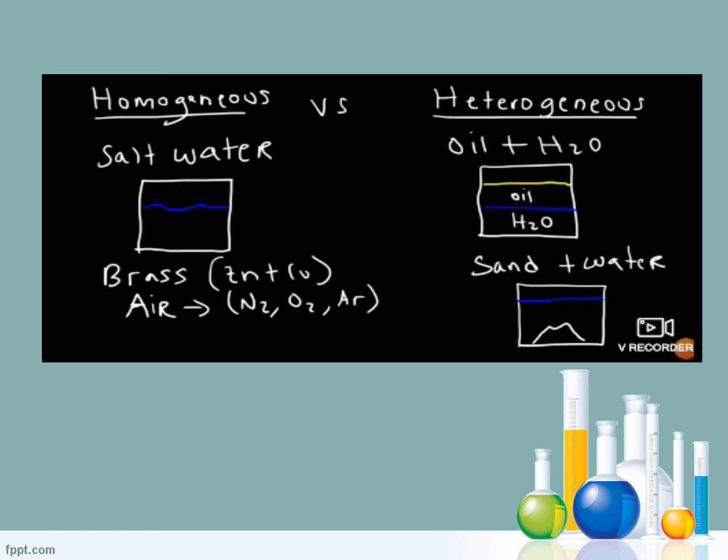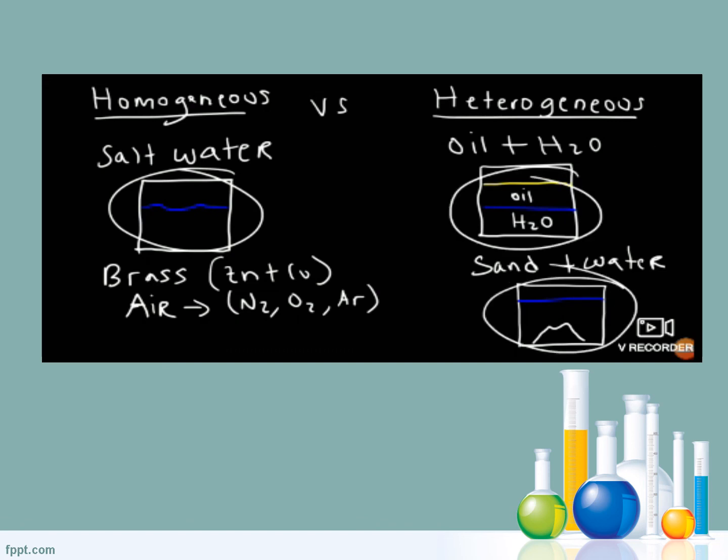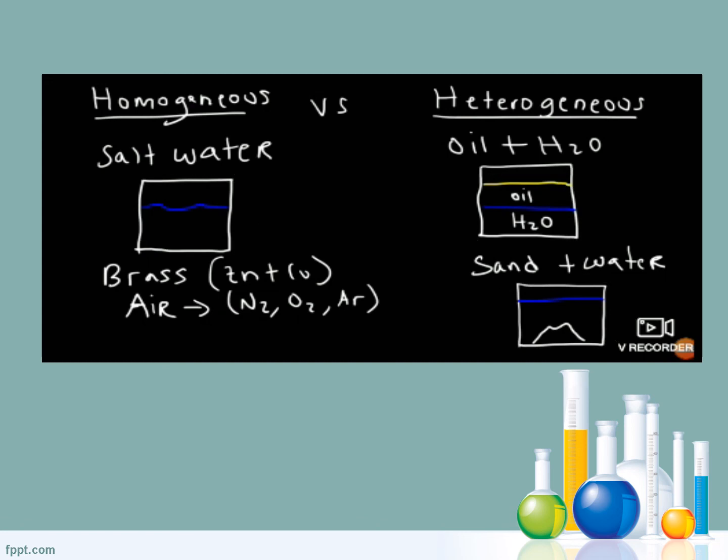Now, what about rubbing alcohol? Is that a homogeneous or a heterogeneous mixture? When you look at a bottle of rubbing alcohol, do you see one clear solution, or do you see a mixture with two or more distinguishable parts? A bottle of rubbing alcohol looks like one clear solution, so it's a homogeneous mixture.